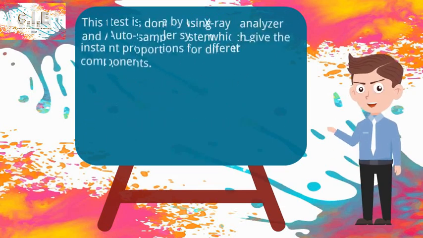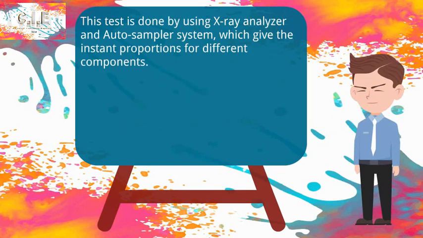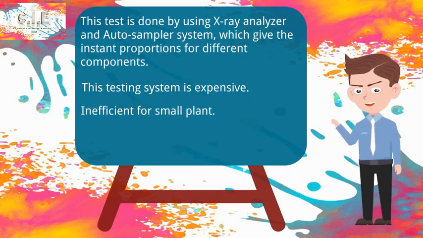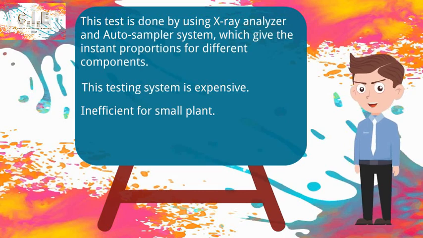This can be done by an X-ray analyzer and autosampler, which give us the instant proportions of the different components. But the problem is that this testing system is expensive, and this makes it inefficient for small plants, which use the batch system instead, and it can be afforded by big plants only.